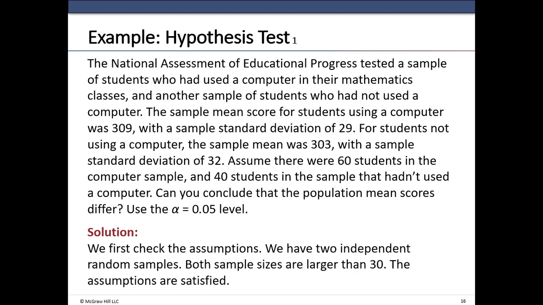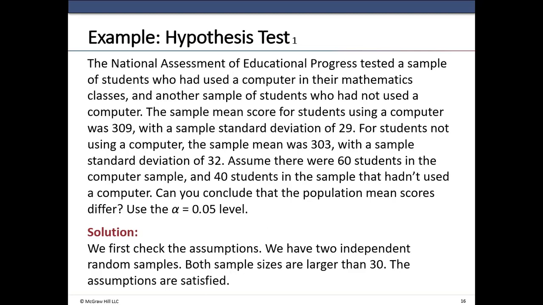Let's call 1 the group that used a computer. So their mean was 309, x1 bar is 309, s1 is 29, and let's call 2 the group which did not use a computer. x2 bar is 303, s2 is 32, n1 is 60, and n2 is 40.